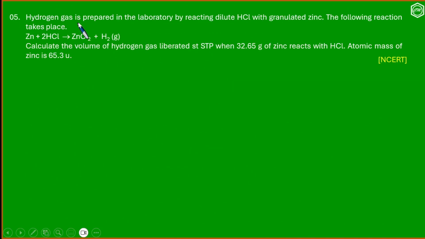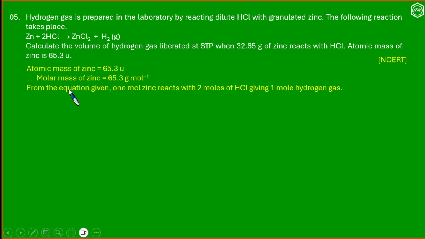Question 5. Hydrogen gas is prepared in the laboratory by reacting dilute HCl with granulated zinc. The following reaction takes place. Zinc plus 2 HCl giving zinc chloride plus hydrogen gas. Calculate the volume of hydrogen gas liberated at STP when 32.65 gram of zinc reacts with HCl. Atomic mass of zinc is 65.3 U. Atomic mass of zinc is given, that is 65.3 U. Therefore, molar mass of zinc is 65.3 gram per mole. From the equation, 1 mole of zinc reacts with the 2 moles of HCl, giving 1 mole of hydrogen gas.